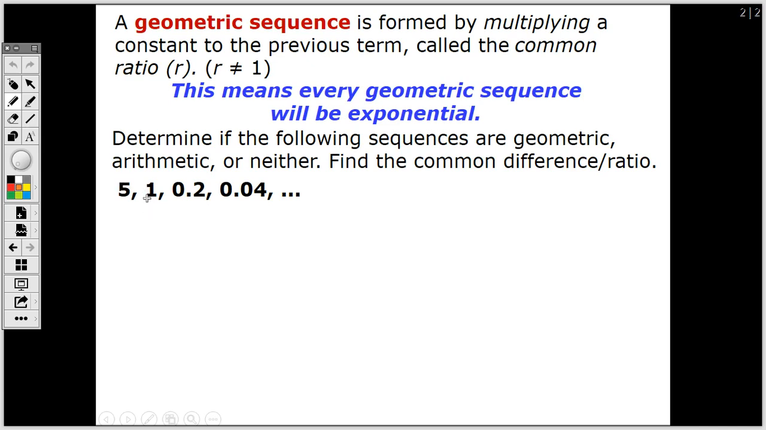We're looking to see, did they multiply to get the next number by taking some value and dividing by the value before it. Okay, so 0.2 divided by 1, 0.04 divided by 0.02. And in all these cases, they're the same.